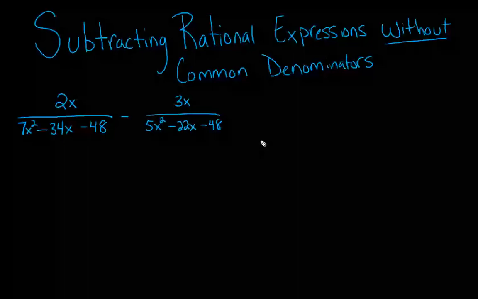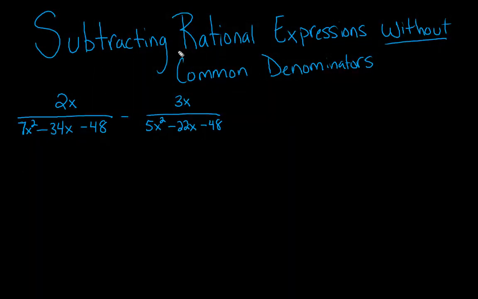Hello everybody, in this video we're going to talk about subtracting rational expressions without common denominators. And honestly, probably the most challenging thing about all this is factoring these denominators to get that least common denominator. So I'm going to go through it slowly. Follow along, watch it a few times if you need to, just to go back. But essentially, it's the same process we would do when subtracting fractions without common denominators.